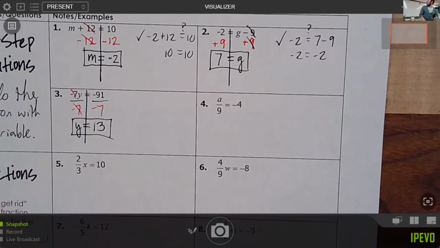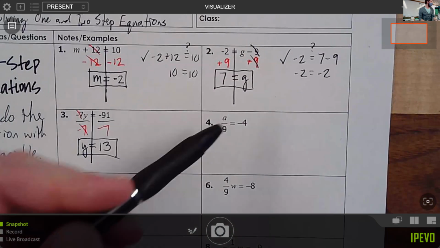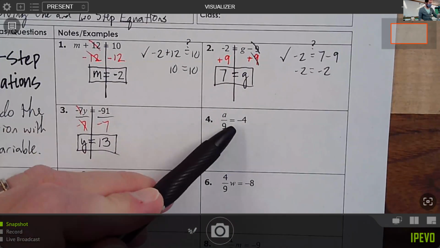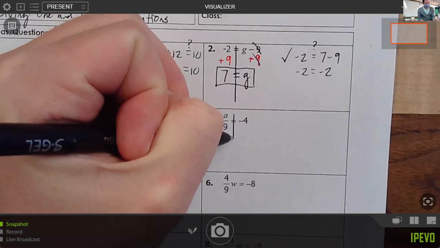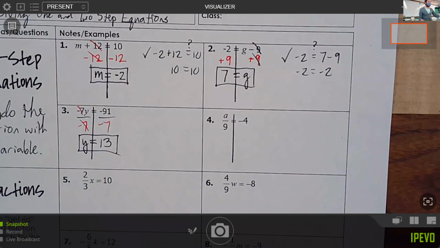All right, number 4. We have a over 9. That means a divided by 9 equals negative 4. So this time, our variable is being divided. And if it's being divided, we have to undo the division by multiplying. So the opposite of division is multiplication. It was being divided by 9. So we're going to multiply both sides by 9.